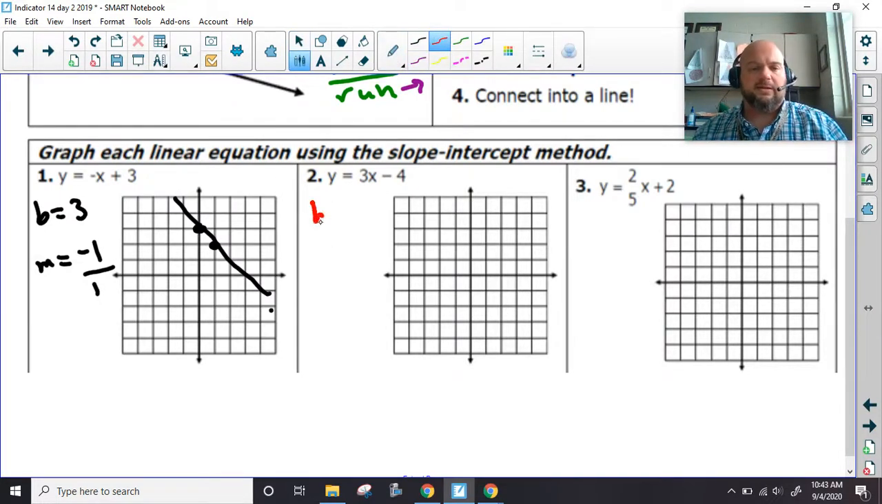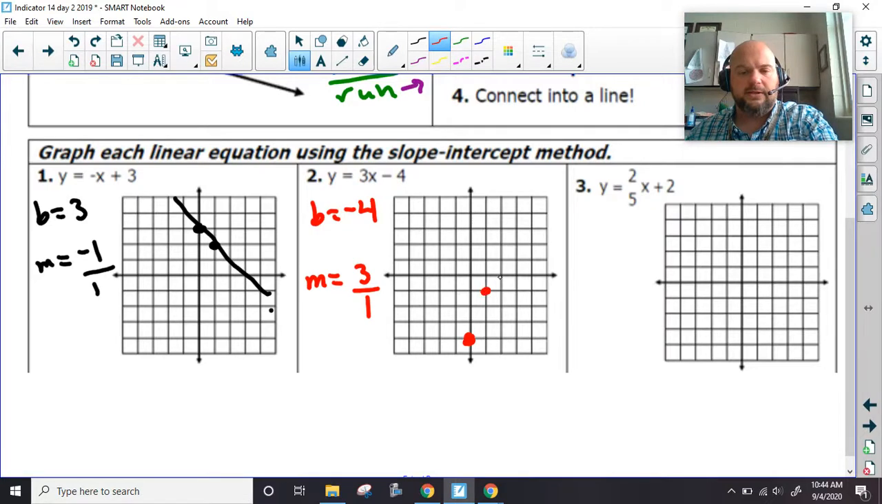All right, right here, our b is -4. So I start at the origin. I go down 4. 1, 2, 3, 4. All right, my m is 3, or 3/1, because it's rise over run. Okay, so I'm going to run to the right 1 and then go up 3. 1, 2, 3. And now make sure that your lines go past the dots.